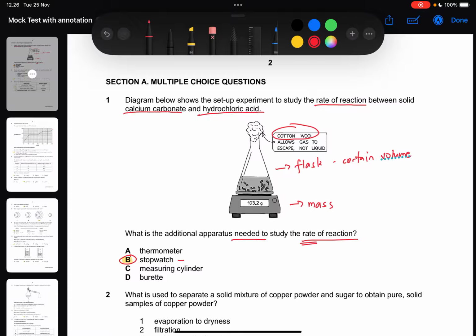For practice, the calcium carbonate formula is CaCO3. That is because calcium has a charge of 2 plus and the carbonate has a charge of 2 negative. The hydrochloric acid formula is HCl.